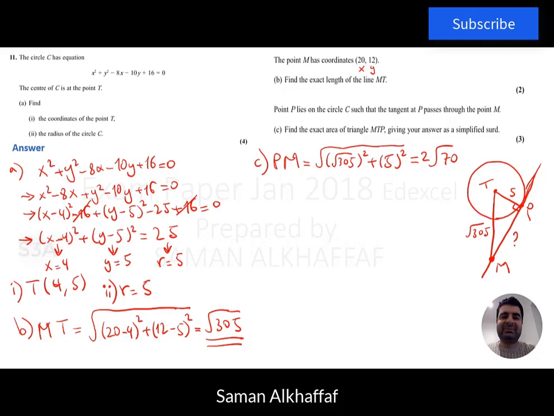Now to find the area of PMT, it will be half the base times height. So in this scenario we have half multiplied by 2 root 70 multiplied by 5, so that will give us 5 root 70, because the half and the 2 will disappear, and that will give us 5 root 70, and this will be our answer for part C.